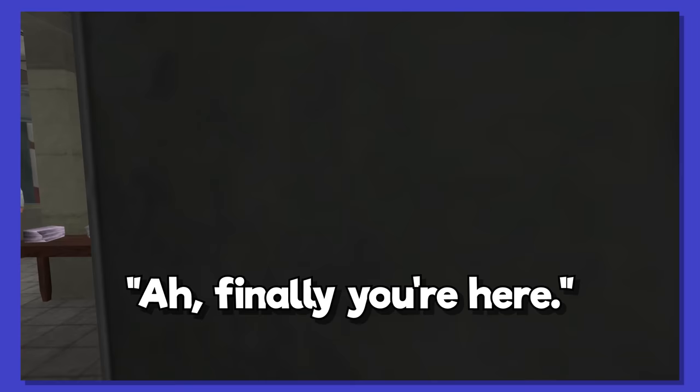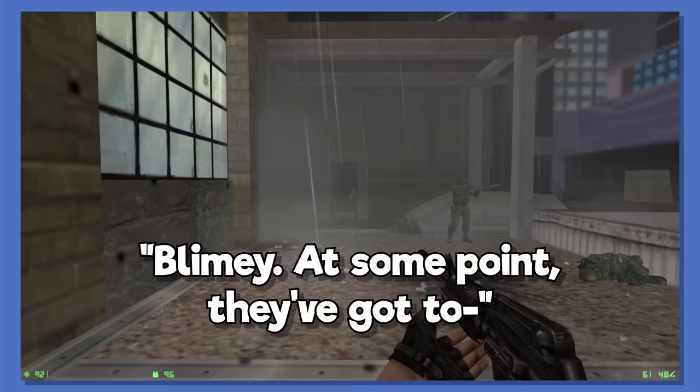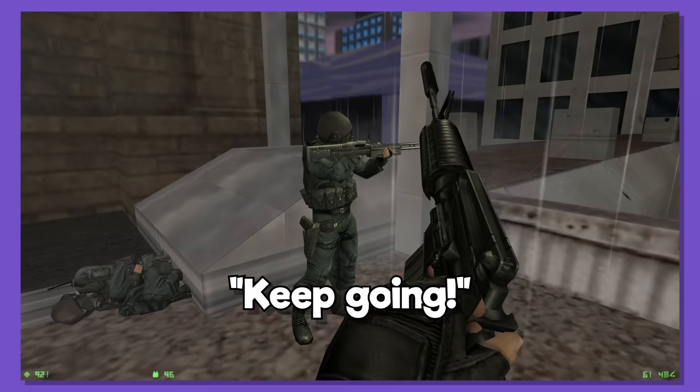Ah, endlich sind sie da. Das Briefing findet im hinteren Raum statt. Viel Glück. Weichen Sie dem feindlichen Hubschrauber aus. Bleib mir, irgendwann müssen Sie doch auch mal weiter.